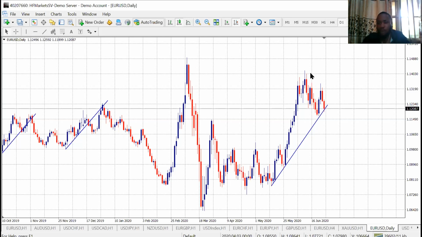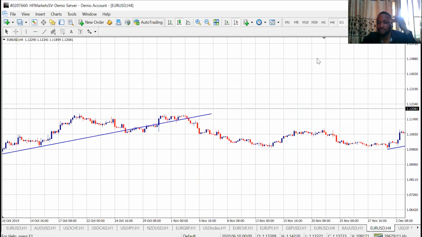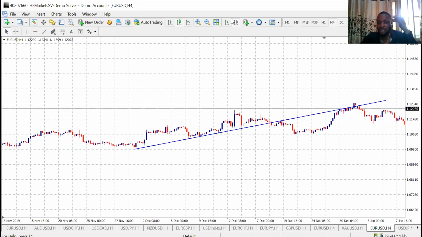So as a daily trader, once you see this rejection at this resistance area, you have to know that the buyers in the market are getting tired. The sellers are entering the market and saying, no, your trend is about to finish. So we have to come in. So this is what happened next.